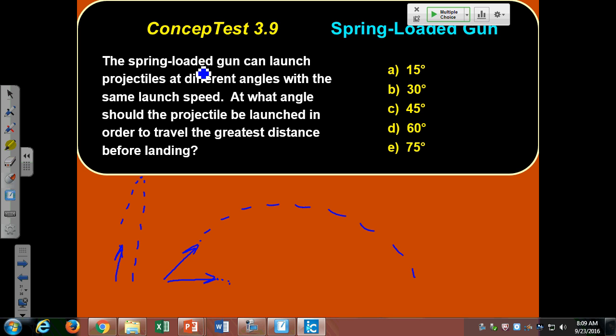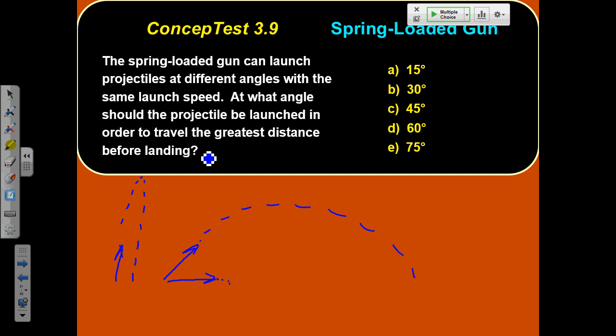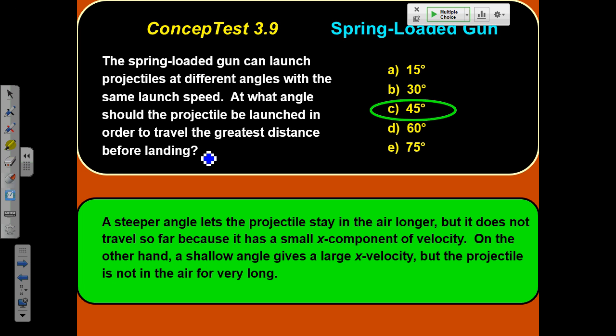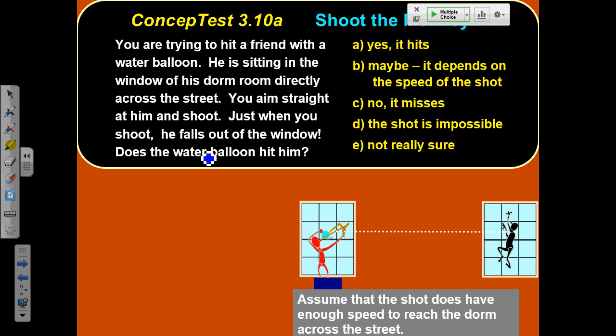Okay? So 45 degrees is the right answer. Oh, and let's see. I was wondering why the baseball was getting closer, or why it was getting bigger, and then it hit.